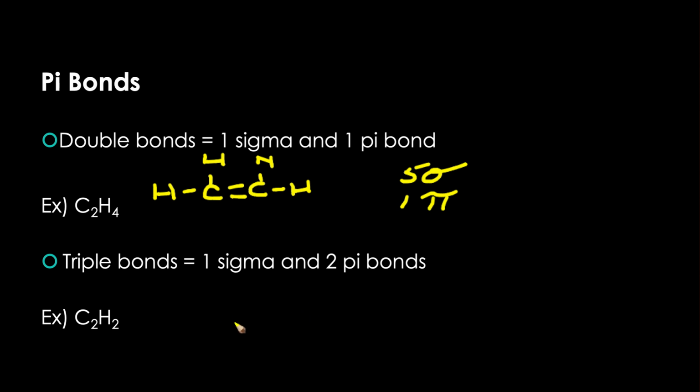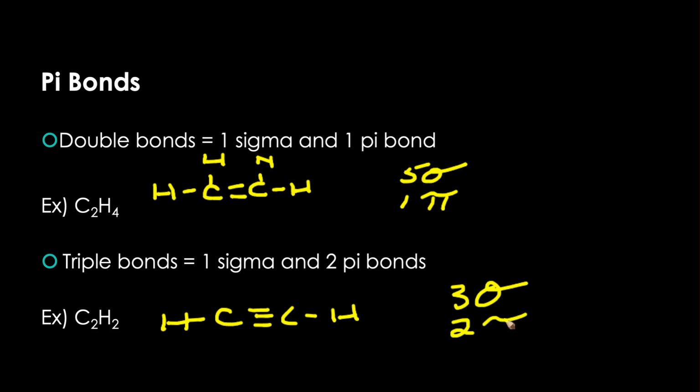Now a triple bond, we have 1 sigma and 2 pi bonds. So if we want to count the sigma bonds, we have 1, 2, 3. So 3 sigma. In every triple bond, we have 2 pi bonds. And this concludes our video on sigma and pi bonds.